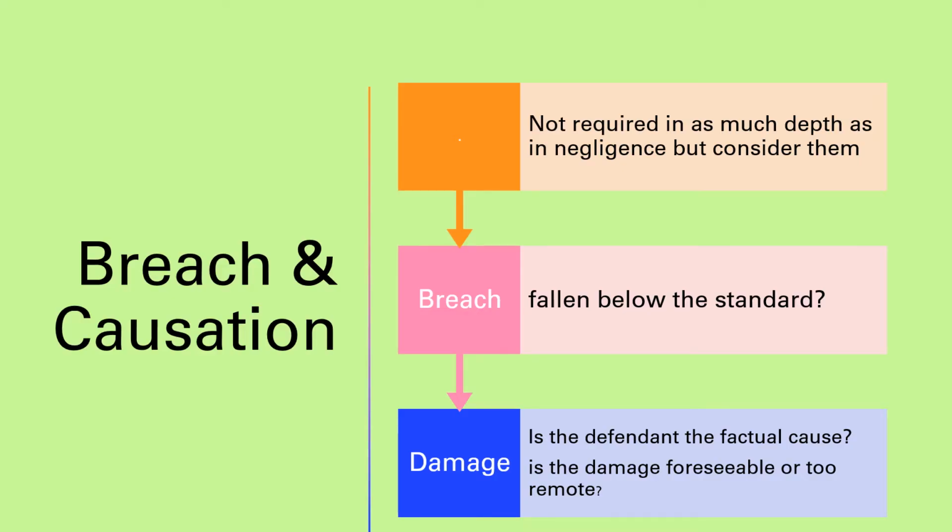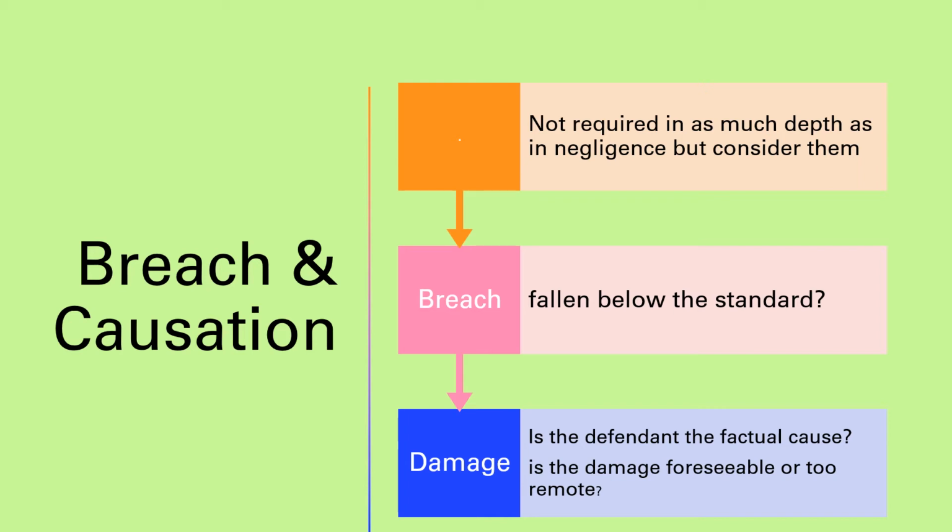Now again, just light touch, but we do need to consider this, because if we think about how a claim is put forth, we need a duty, we need breach of that duty, and we need some damage as a result of the breach. Now give this a light touch approach, but do discuss it. So we've talked about the standard of care they're expected. Just comment, has the occupier fallen below that standard? And in terms of damage, is the defendant the factual cause?